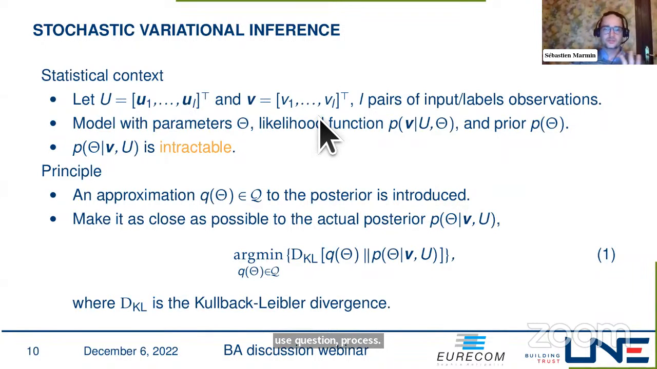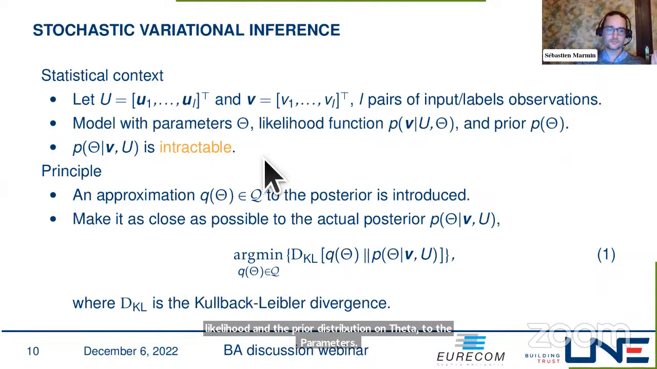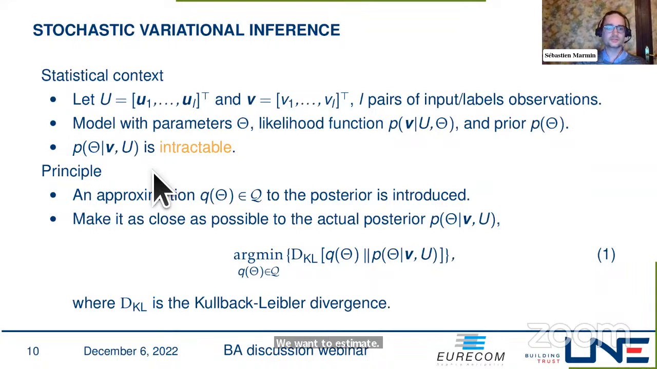So if we forget a bit the calibration, and we just give ourselves some input points and some output values, labels, and we give ourselves some parameters to estimate with the likelihood and the prior distribution on theta, the parameters we want to estimate, the question is, how do we estimate theta?